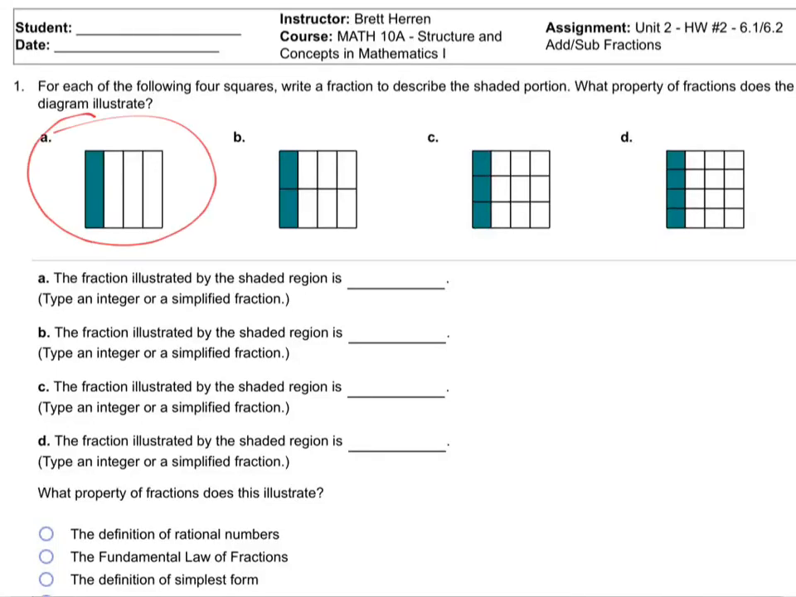So this box right here, what section of that is shaded? 1/4. Now, what section of B is shaded? Yeah, it looks like there's 8 pieces there, right? 1, 2, 3, 4, 5, 6, 7, 8. And 2 out of 8 are shaded. And you know 2 out of 8 is the same as 1 out of 4.